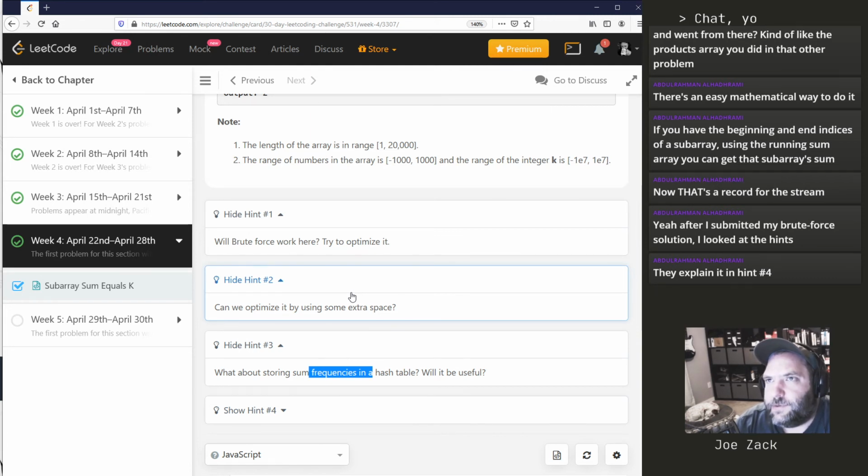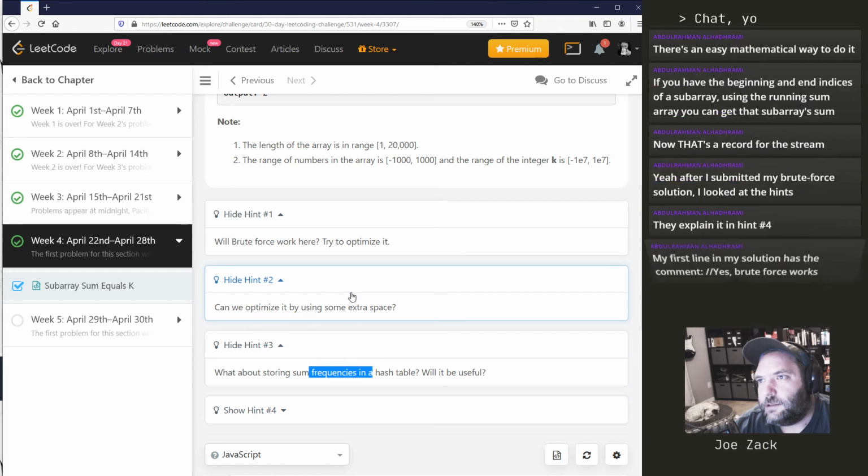So it's so interesting. We took the sum minus k and saw if we had a subarray in there. So it would be our running sum minus the target is equal to a subarray. It's like kind of saying, is there a subarray in there that exists that's the size I need it to be? Brute force does work. Awesome.